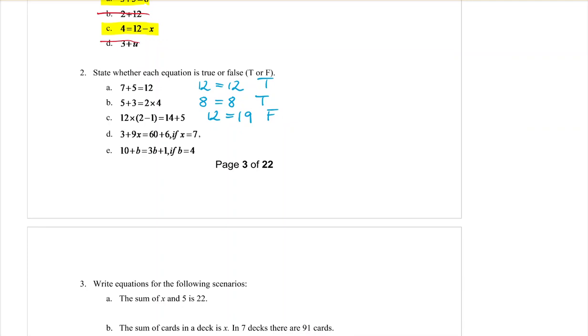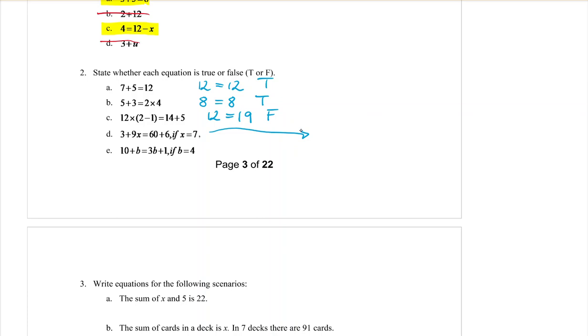Part D. It says I have 3 plus 9x is equal to 60 plus 6 if x is equal to 7. So I have to substitute the 7 in to see whether this is true or not. So I'm going to have to do a little bit of working out over here.